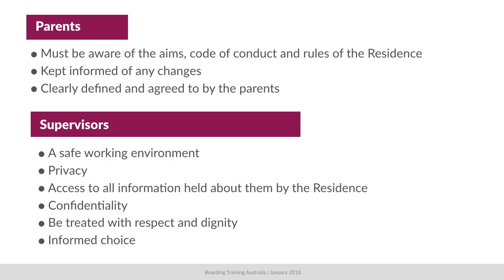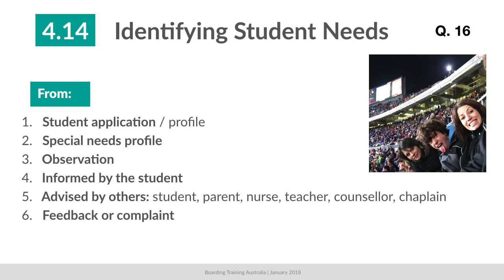So let's look at this next section, identifying student needs. As you go through the rest of this Certificate 4, this is a bit of a theme. How do we identify students' needs? How do we meet their needs? You can identify their needs from documents like their application form, any special needs profiles, and often application forms will have health forms attached to them, just by observing students, being informed by students, being informed by others, feedback, complaints. There are lots of ways of identifying students' needs.